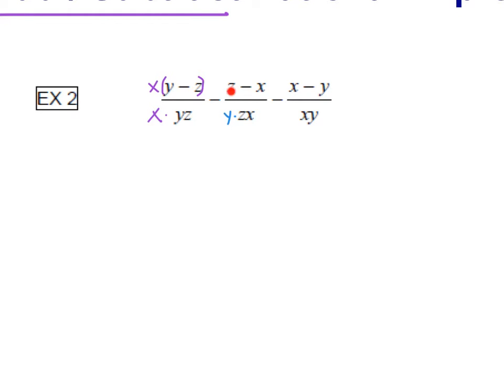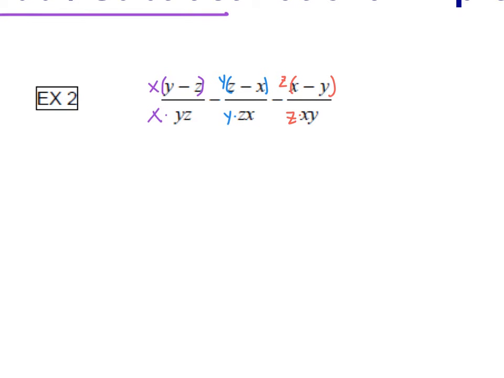Again, the numerator has two terms, so I'm going to put parentheses around that, and I'm going to multiply that by y. Remember what you're doing. If you multiply the denominator by something, the numerator has to get multiplied by the same thing. Alright, so now all three fractions have an x and a y. Now look for z's. This one has a z, this one has a z, this one does not have a z. So I'm going to multiply this one by z, the numerator as well, but again, because there's two terms, I'm going to put parentheses around and multiply by the z out front.